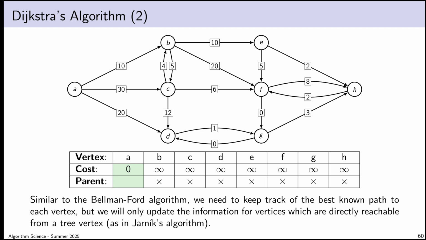Okay, so similar to the Bellman-Ford algorithm, I have to keep track of the best known path and the current cost of travel. But also, because the minimum cost path tree is a tree, I can keep track of the best known path to a particular vertex simply with a parent array. I could then recover the best known path. If I know that the parent of C is B and the parent of B is A, I can recover the path using the tree itself.